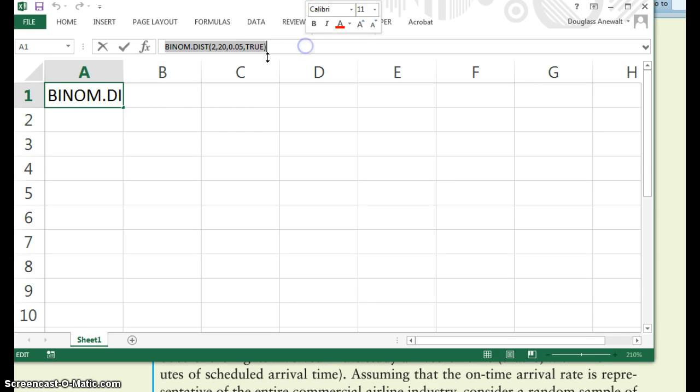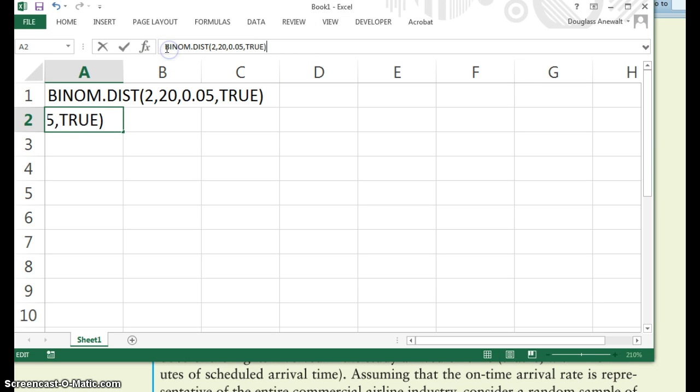So let me put an equal sign in front of that, and it'll calculate. There is a 92.452% chance that when we look at those 20 pins, we're going to get 2 or fewer defective. So that means there's a 92% chance we will accept the shipment of pins.